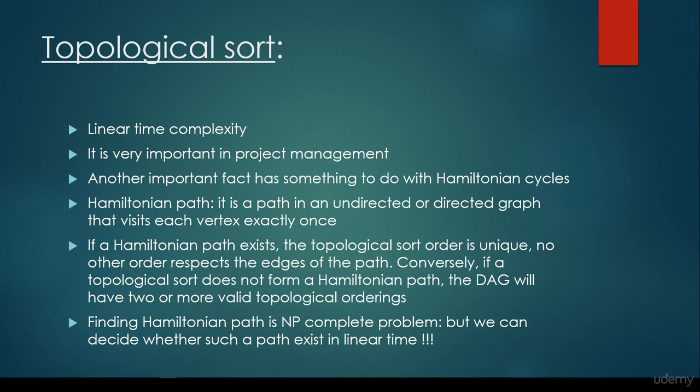It's very important that finding the Hamiltonian path is an NP-complete problem, but we can decide whether such a path exists in linear time. Why linear time? Because constructing the topological sort has linear time complexity. Just to be clear, we are not able to find the Hamiltonian path in linear time complexity, because if we could do so, then this problem wouldn't be NP-complete. But finding the Hamiltonian path is a very complex problem, but we can decide whether such a path exists in linear time. Okay, if you come to the conclusion that there is a Hamiltonian path, then we have to find it. But maybe we don't have to search for a Hamiltonian path if it doesn't exist at all.